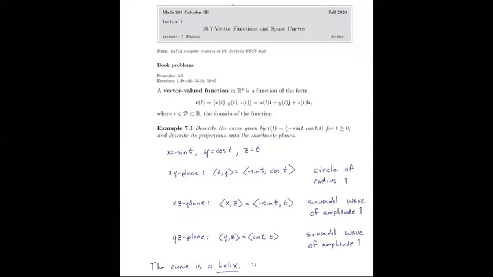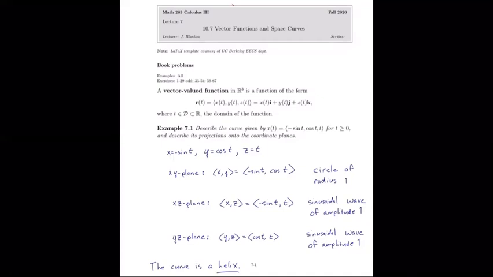We decompose the function's vector components. The x component is here, y and z are here. We notice that x being equal to negative sine of t, that's just a sinusoidal wave function. Same thing for cosine of t. And z equals t is just a linear function, a line passing through the origin. So that's essentially the coordinate plane projections.